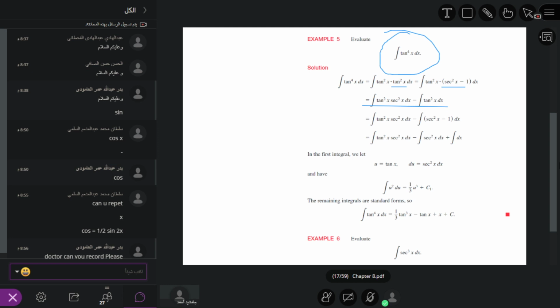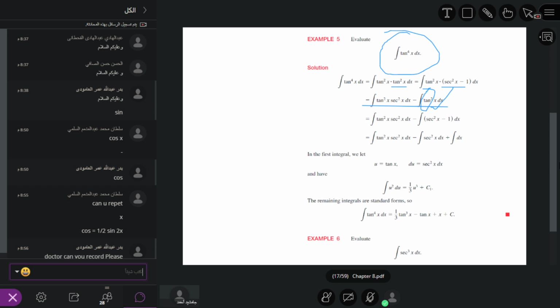Now, we again use tan square x, which is equal to sec square x minus 1. Whenever we use this, we all know that the integral of sec square x is tan x, and the integral of 1 is x. Now we have remaining tan square x and sec square x. So how can we solve this? We solve it by the substitution method.